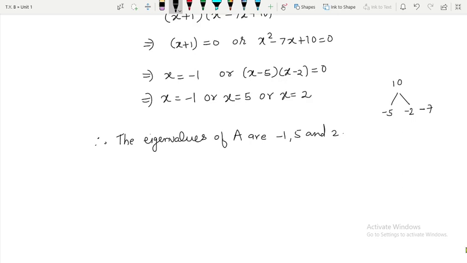So that's all for today's class. In the next class we are going to discuss one very important theorem, that is the Cayley-Hamilton theorem, and after that we will see some more problems. So we'll stop here. Thank you.